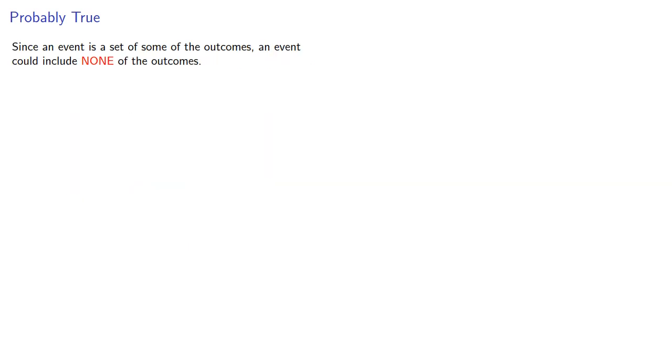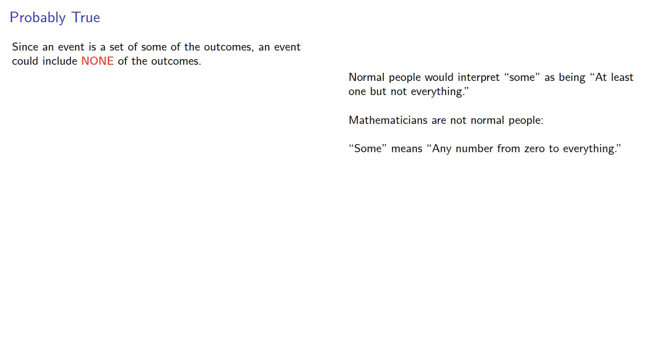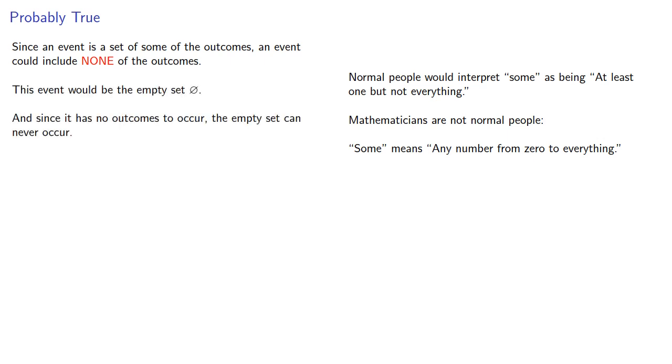Now, since an event is a set of some of the outcomes, an event could include none of the outcomes. So be a little careful here. Normal people would interpret some as being at least one, but not everything. But mathematicians are not normal people. Some means any number from 0 to everything. But if our event included none of the outcomes, well, that would just be the empty set. And since it has no outcomes to occur, the empty set can never occur. And so the probability of this event, the empty set, is going to be 0.